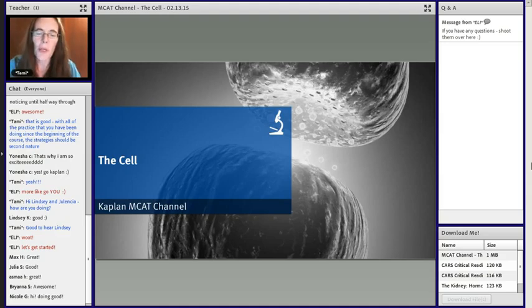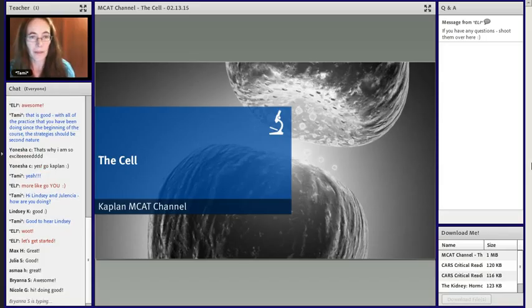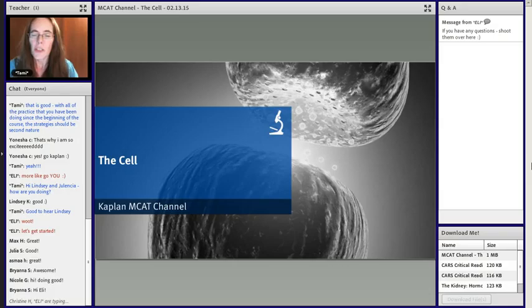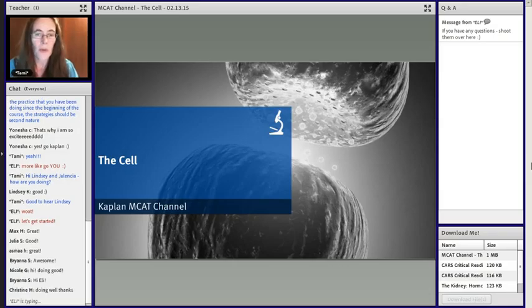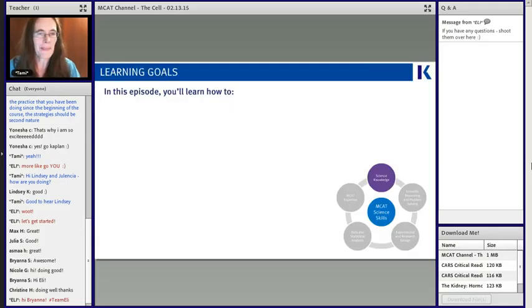So today we're going to be working on the cell. This comes from chapter 1 of your biology book. So please make sure that you are comfortable with that, because what we're going to do is go into extra information. So let's get into this.